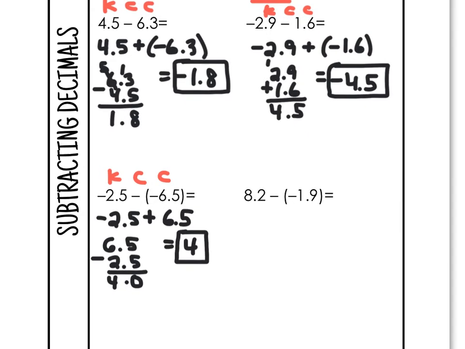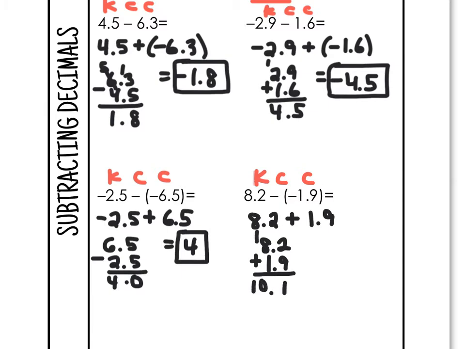And last but not least, we're going to do keep, change, change. Okay, so now our expression is we're going to keep the first one, 8.2, change subtraction to addition, and then change the negative 1.9 to positive 1.9. And now look, they're the same signs. So we add these two, because they're the same signs. So 2 plus 9 is 11, carry the 1, and then we get 10.1. So our answer is going to be positive 10.1. And we box our answer.